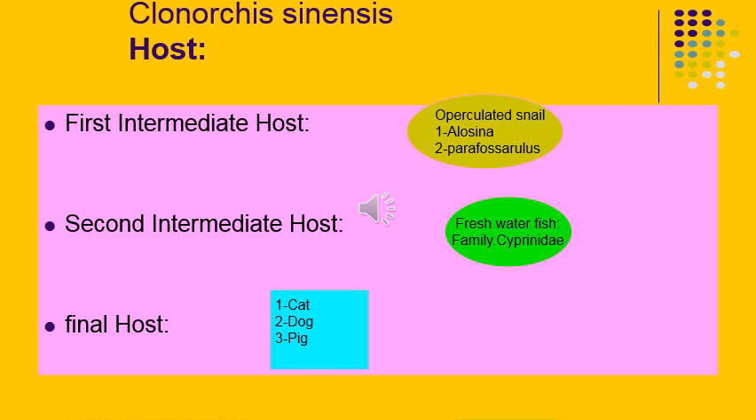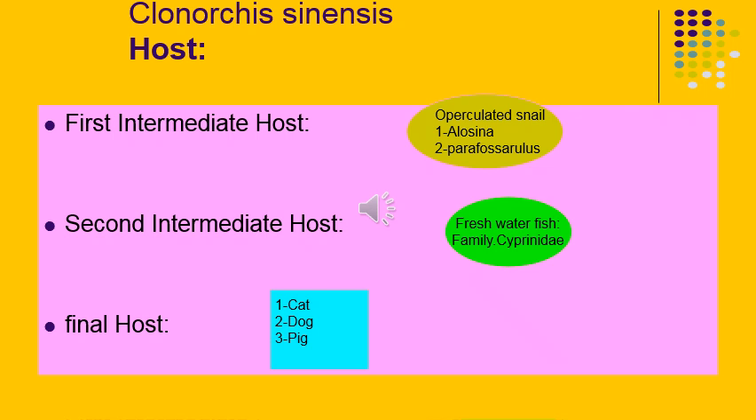Remind you that when we were talking about Dicrocoelium dendriticum, we thought that it has two intermediate hosts. Of course, we have to mention that Clonorchis sinensis has two intermediate hosts too. The first intermediate host of Clonorchis sinensis is an operculated snail, like Alocinma and Parafossarulus.